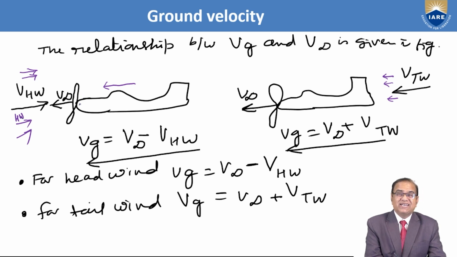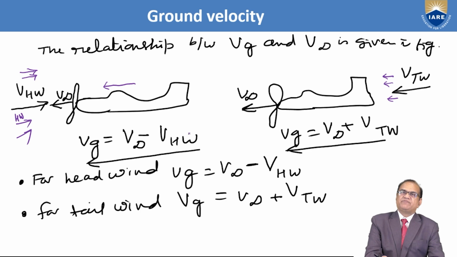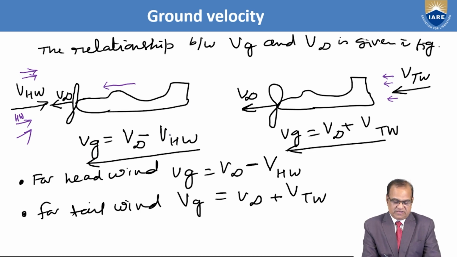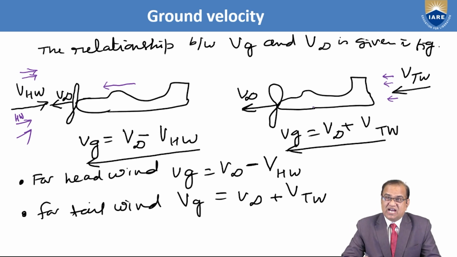So what is the relation between Vg and the V infinity? In this case, whenever the headwind is there, Vg is equal to V infinity minus VHW. So the ground velocity will be less than your free stream velocity. And how much less? It is a difference of free stream velocity minus headwind.